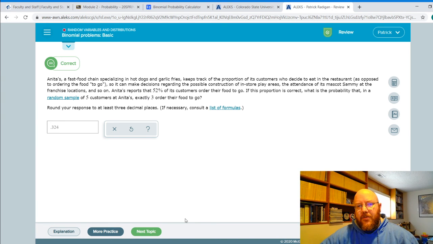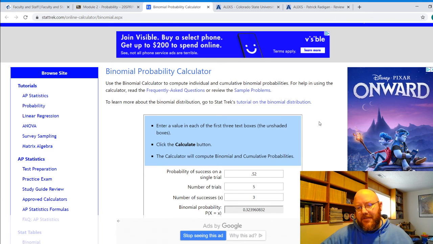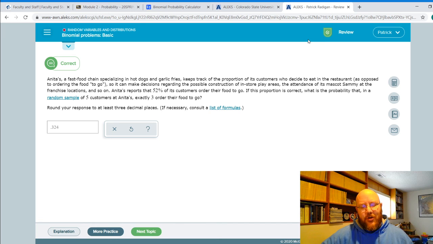All right. So this thing, the StatTrek binomial probability calculator, start using it. It'll solve all the basic ones. It'll solve all the advanced ones. And it's totally fine if you use that. It makes your life easier. Knock yourself out. So hope that helps.